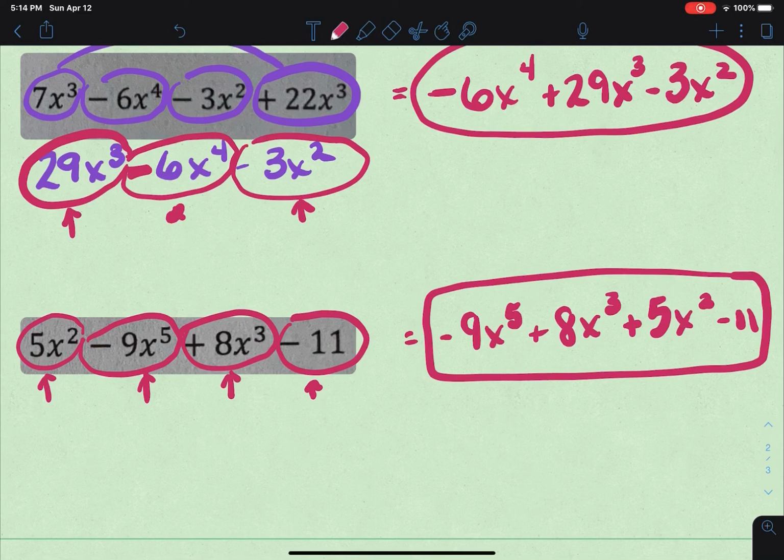Okay, make sure you go over the video again from yesterday if you need to, so you can make sure you're good with the basic vocabulary here.